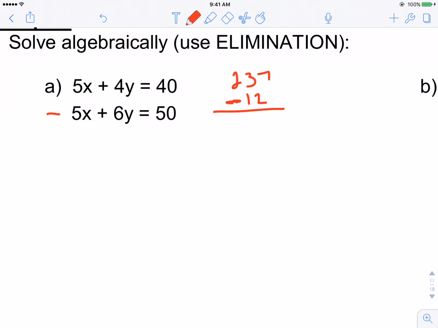This is 237 take away this whole entire 12, okay? Not just the 1 or not just the 2. So when we have multiple terms, we have to remember to take away each of those terms. So what I like to do when I'm doing subtraction is to put a bracket around all of the second equation so that I remember that's what I'm subtracting.